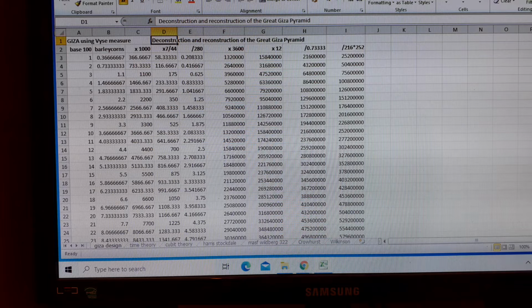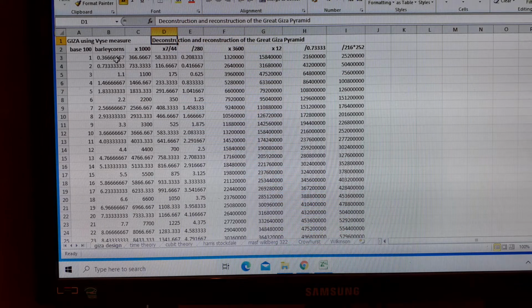And we're going to look at the design of the Giza Pyramid using the measure discovered by Colonel Vyse. Because I'm sure that this is the right measure to use. And the actual unit itself is called a barleycorn. And it's here. It's 11 divided by 30.